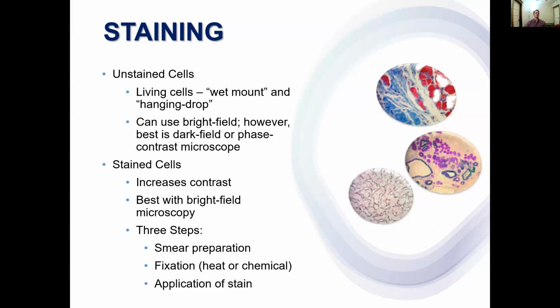Okay, something that we also briefly alluded to when discussing the microscopes is using staining. Staining helps cells to be clearly viewed, and it allows us to detect structural differences between cells.